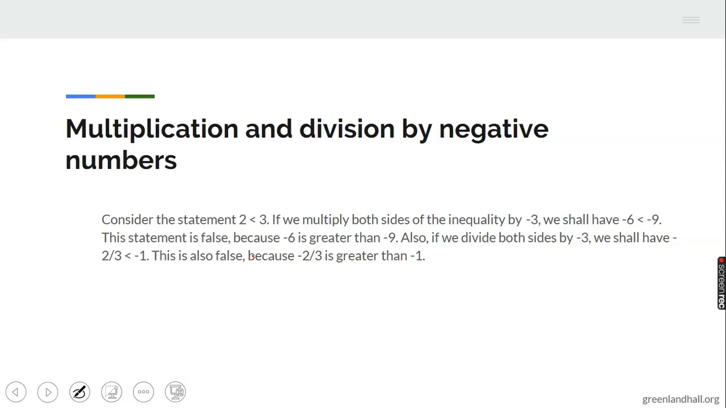What happens? Now, if you have 2 less than 3, we know that 2 is less than 3. Now, let's multiply. Since we're talking about negative numbers, let's multiply 2 and 3 by minus 3. Minus 2 multiplied by minus 3 will give us minus 6 less than minus 9. Is this true? This is false. Minus 6 is greater than minus 9. So this is not correct.